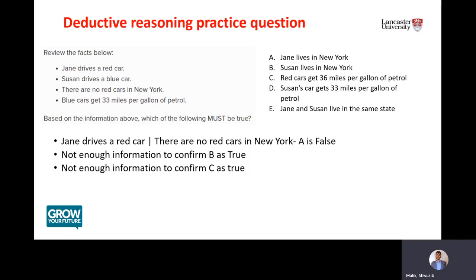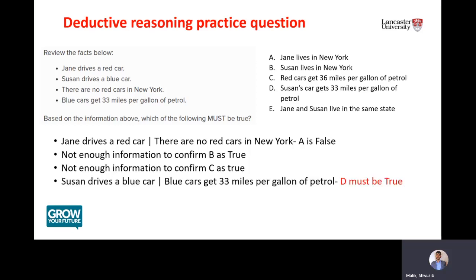C is red cars get 36 miles per gallon of petrol. All we know about red cars is that there are none in New York and Jane drives one. Nothing at all is said about their efficiency or miles per gallon. So there's not enough information to confirm C is true. Now with D, it says Susan's car gets 33 miles per gallon of petrol. From the facts, Susan drives a blue car, and blue cars get 33 miles per gallon of petrol. Therefore, Susan's car must get 33 miles per gallon. So D is the answer, the one out of all these options that is definitely true.